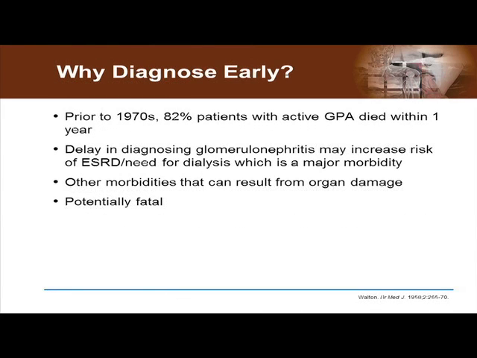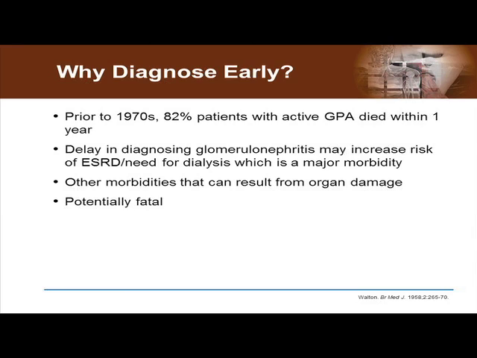We all know that we should be diagnosing vasculitis early, and the main reason is that these are pretty severe diseases. Back in the 1970s or before, when we did not have good treatment for GPA, it was reported that 82% of patients with active GPA died within the first year.